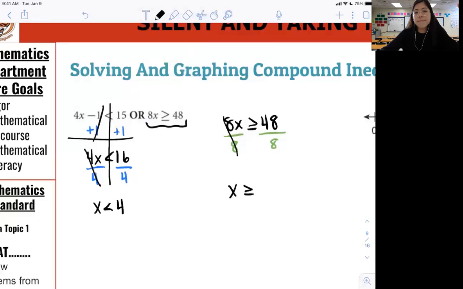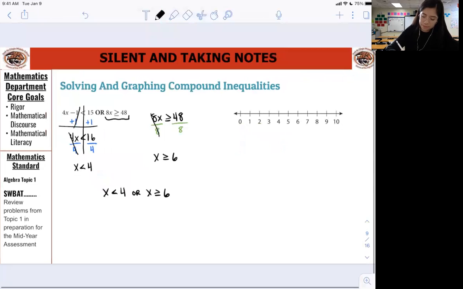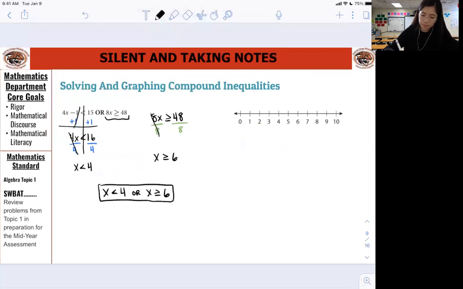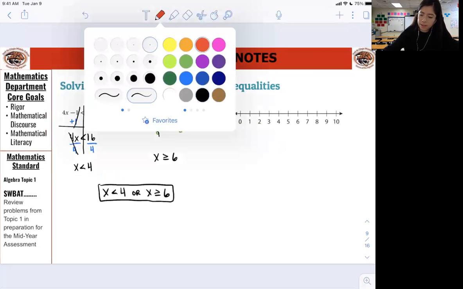What is it? 6. Good. So x is less than 4 or x is greater than or equal to 6. Alrighty. Now let's go ahead and graph this.